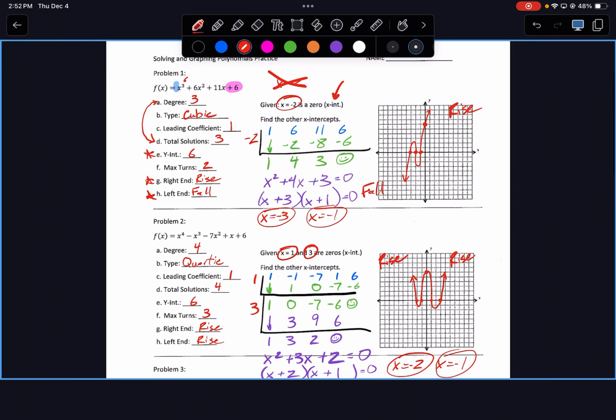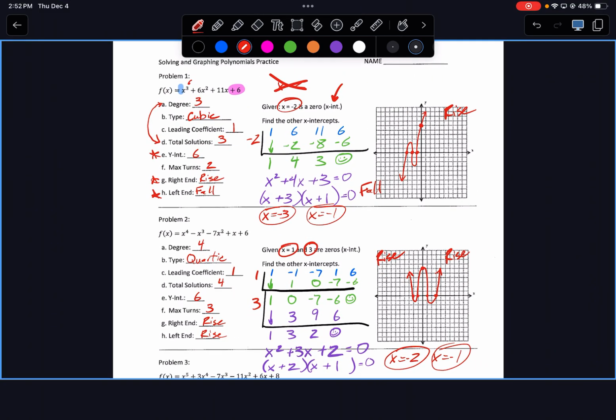I'm going to stop on this, and we are going to transition to our new notes.